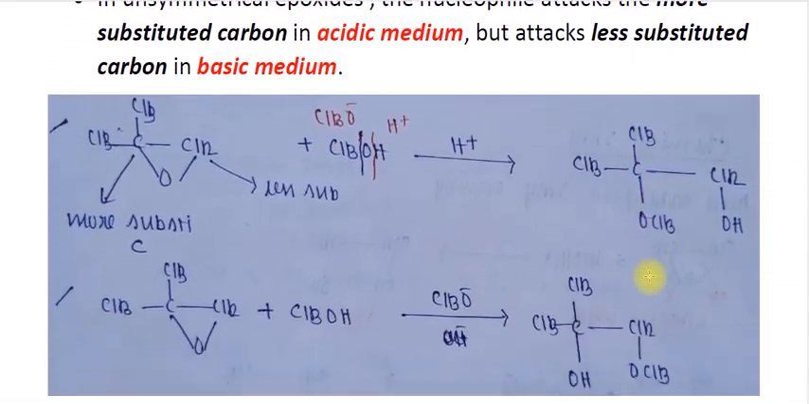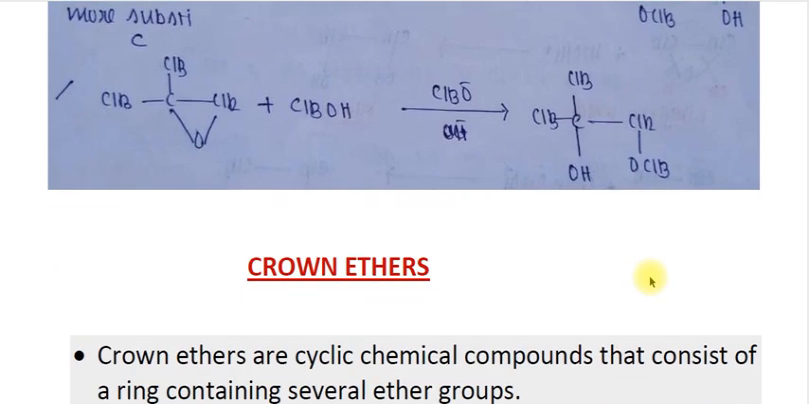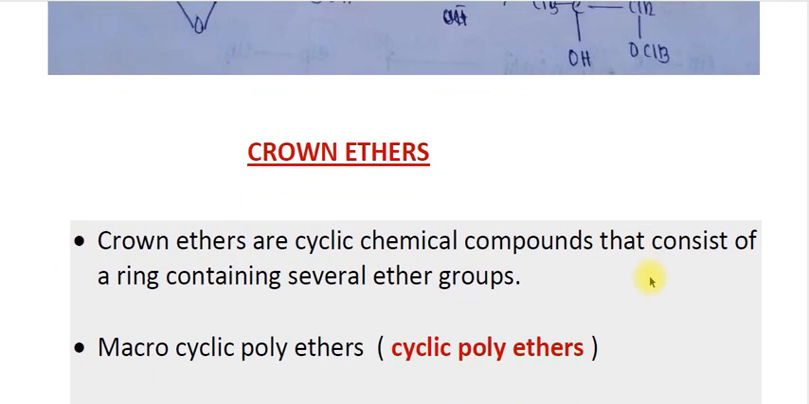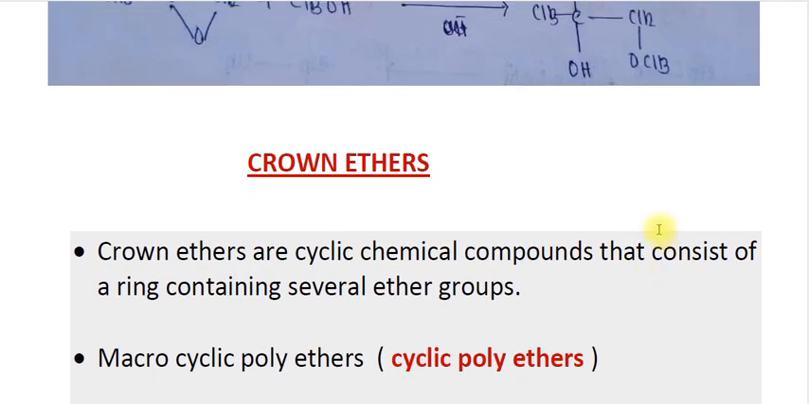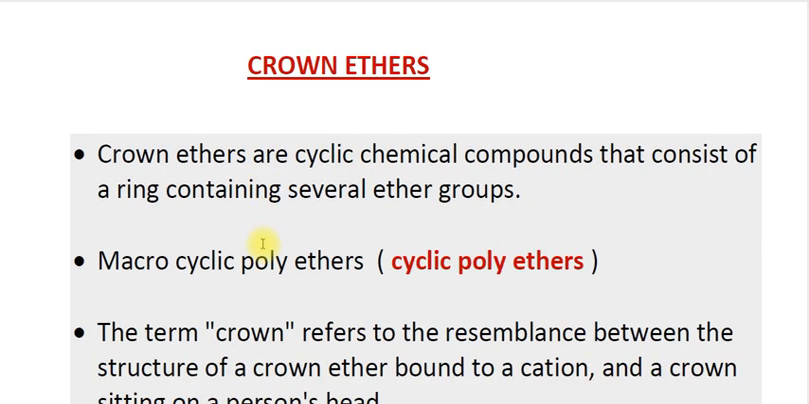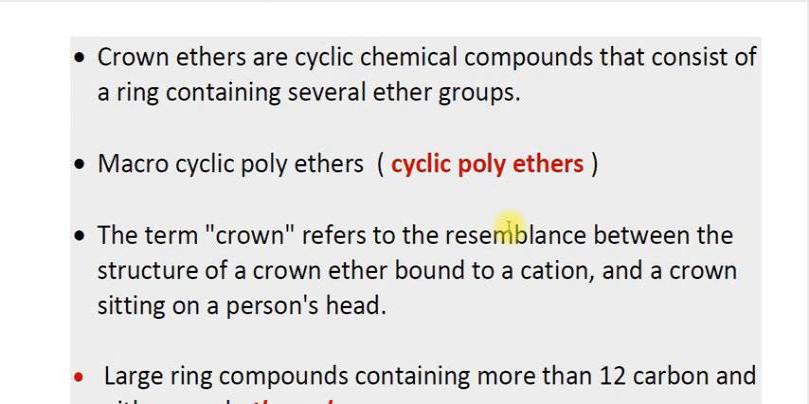Next we are explaining a very important section, the crown ethers, which have very high application. What are crown ethers? The name itself indicates what it is. It has a crown structure. Crown ethers are cyclic chemical compounds that consist of a ring containing several ether groups. Okay, then we can see the structure of the crown ether, which is a macrocyclic polyether.